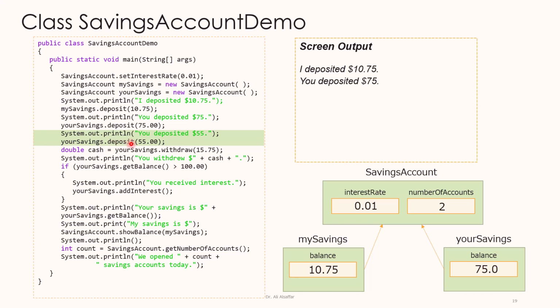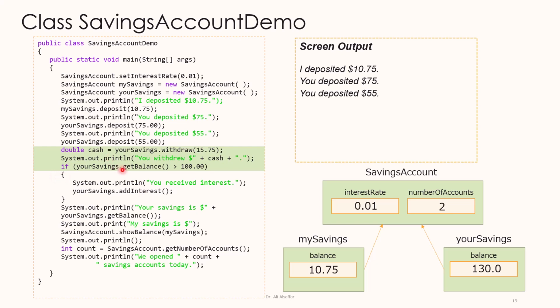In the next two statements, another message is printed saying you deposited $55, and again we are depositing into your savings account, which is this object. So when you deposited 55 and 75, deposit will update the balance by adding 55 with 75, and the answer will be 130. So after these two statements are executed, a message will be displayed on the screen: you deposited 55, and the balance for your savings will be updated to 130.